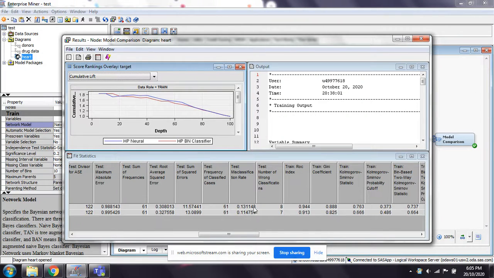In terms of comparison of both of these models, the naive-Bayes classifier has done the better job.